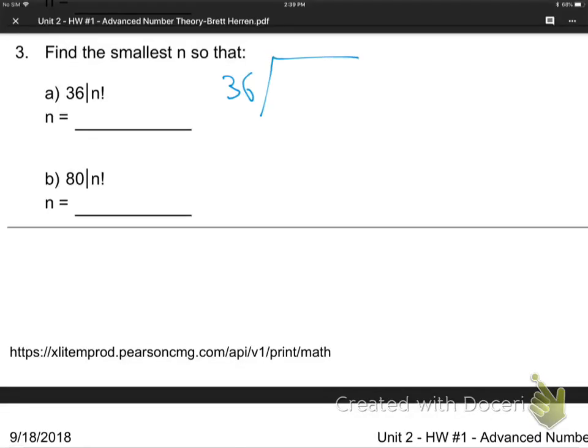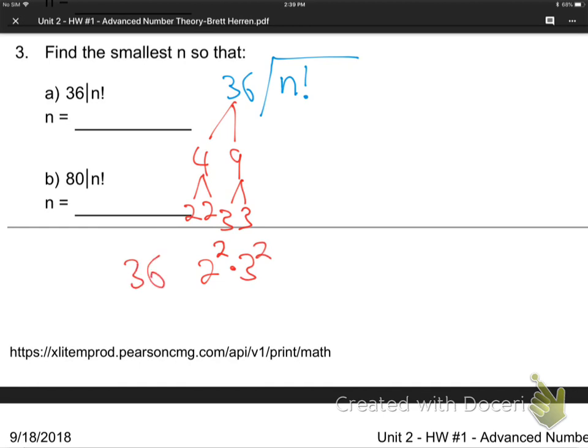We want 36 to go into n factorial. We're supposed to find n, so that's the case. So what's in a 36 out there? That's where we're going to start, right? It's all about primes. So what's in a 36? 4 times 9, 2, 2, 3, 3. So basically 2 squared, 3 squared. There's the guts of a 36.